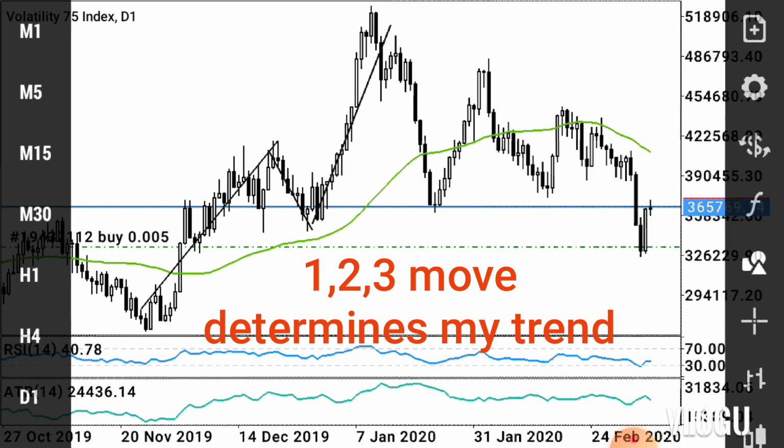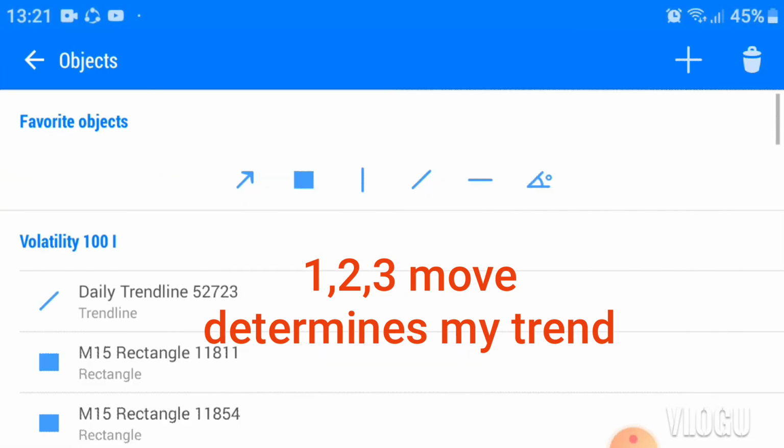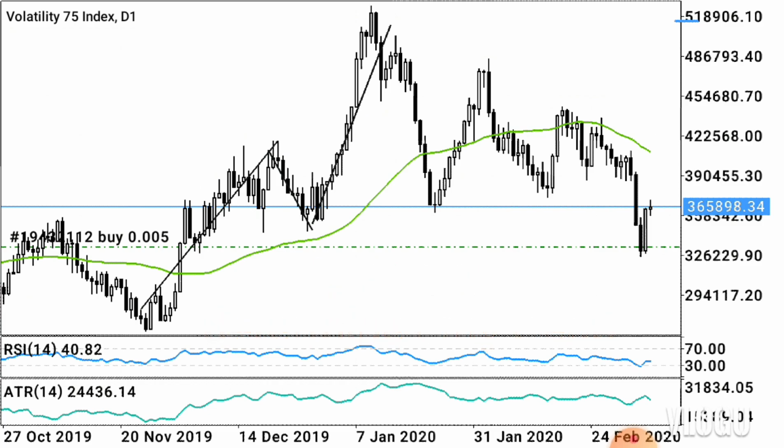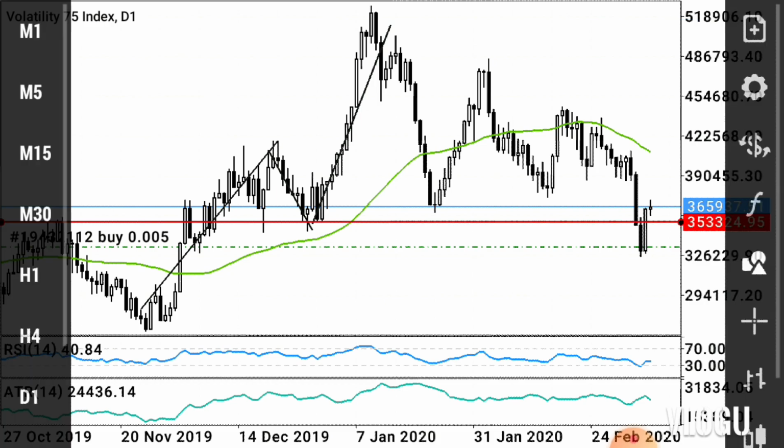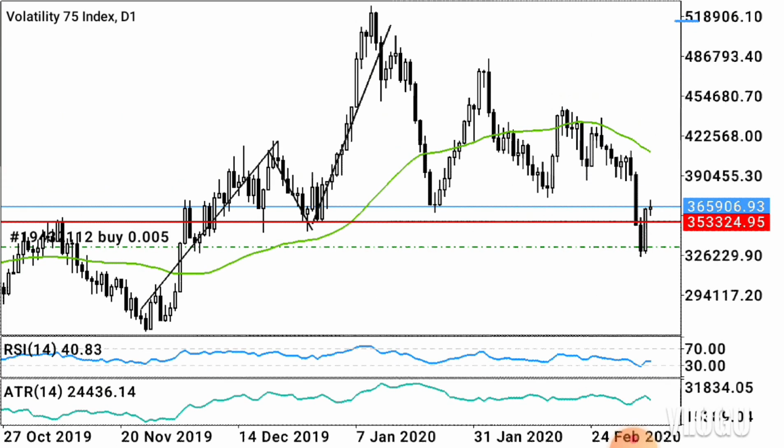Even the other way around, if the trend is down, I use my 1 2 3 move to determine my trend. And after this 1 2 3 move impulse, I'm waiting for a pullback to the previous low or high, to this area.